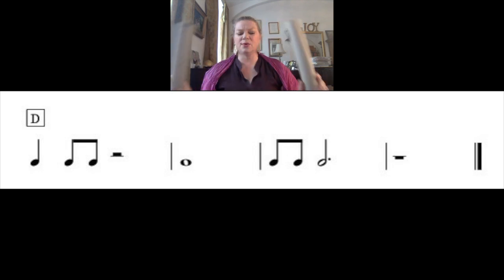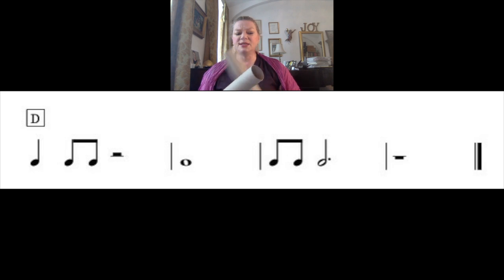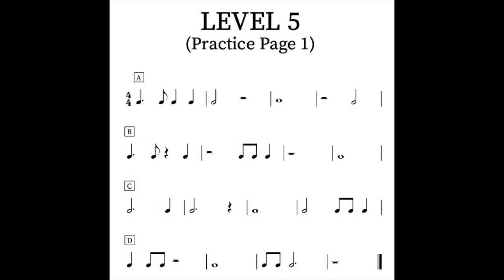Ta, ti, ti, rest, rest, ta, ti, ti, ta. Rest, rest, rest, rest. Fantastic. Good work. Let's do it again together. 1, 2, D, go. Ta, ti, ti, rest, rest, ta, ti, ti, ta. Rest, rest, rest, rest. Good for you.